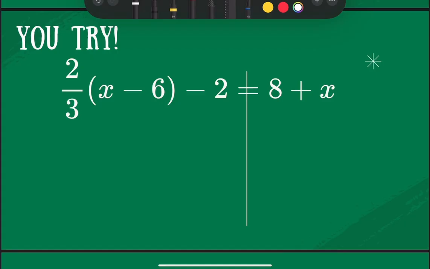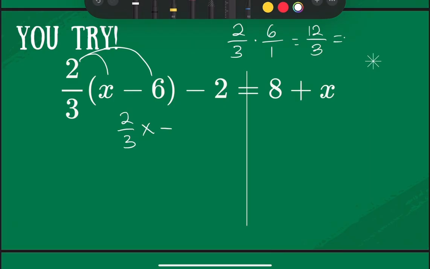So the first thing that we're going to do is distribute 2 over 3 to the x and 2 over 3 to negative 6, which gives us 2 over 3x minus, well, let's multiply 2 over 3 times 6. Remember that that 6 is always over 1. So 2 times 6 is 12, 3 times 1 is 3. 12 divided by 3 is equal to 4. Therefore, 2 over 3 times 6 is going to give us 4. Then we're going to write minus 2 is equal to 8 plus x.